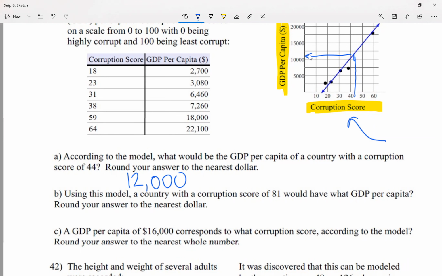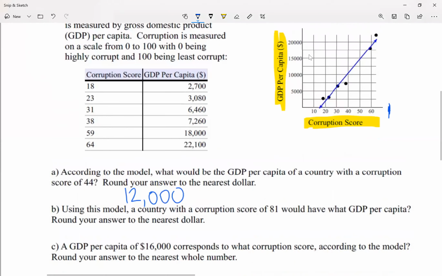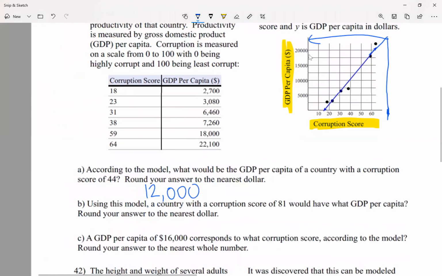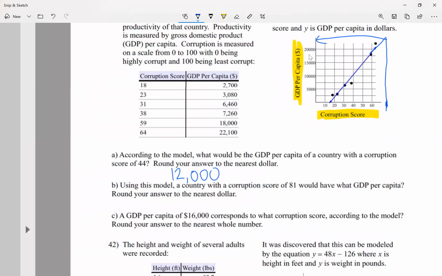Now, using this model, a country with a corruption score of 81. Let me erase my work here. A corruption score of 81 will be about here. What GDP per capita will it have? If I extend that line, what number would it give me on the left? I know it's outside of the graph, so I'm going to say that looks about 25,000.